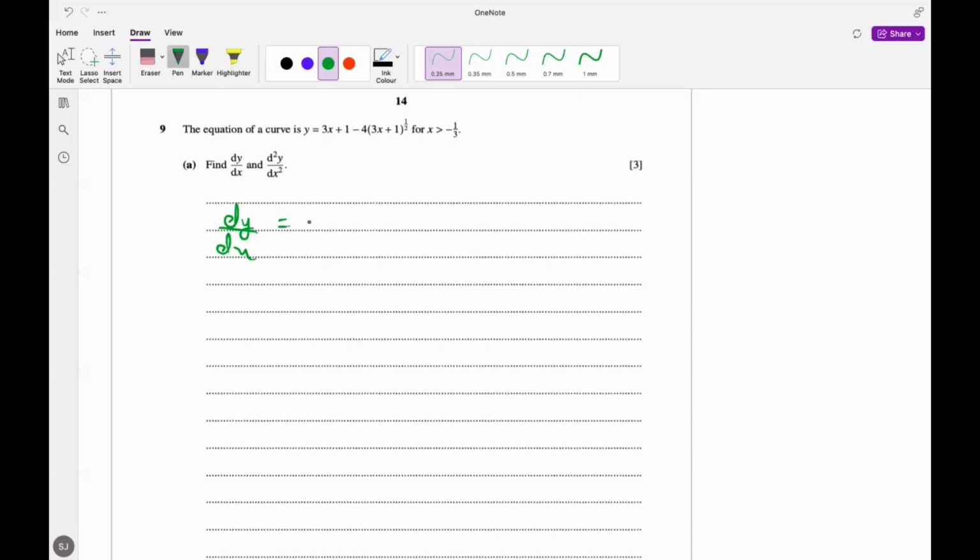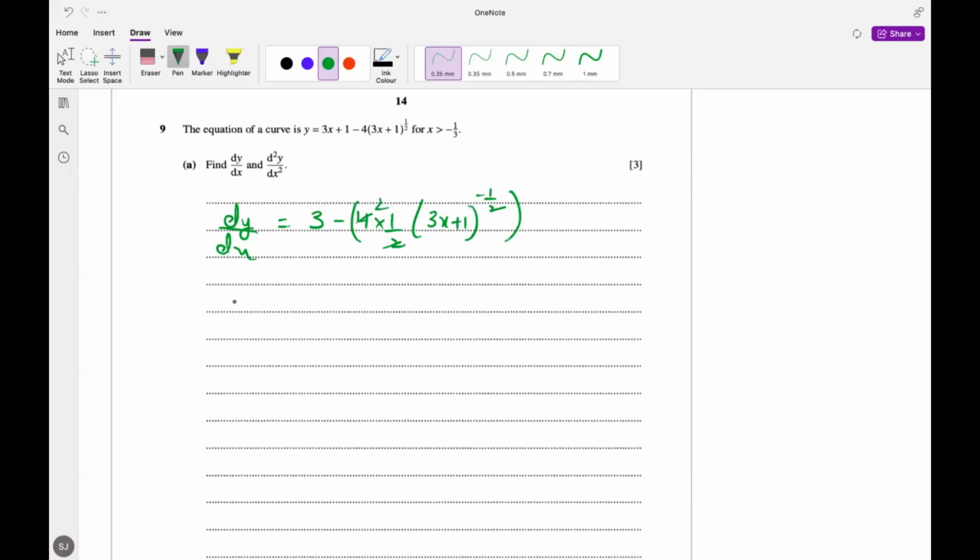The derivative of 3x will become 3. 1 is a constant, so it will become 0. To differentiate 4 into (3x plus 1) to the power half, we'll multiply half by minus 4. So 4 will multiply by half. 3x plus 1 will remain as it is, and the power will decrease by 1. So this will become minus 1 upon 2.